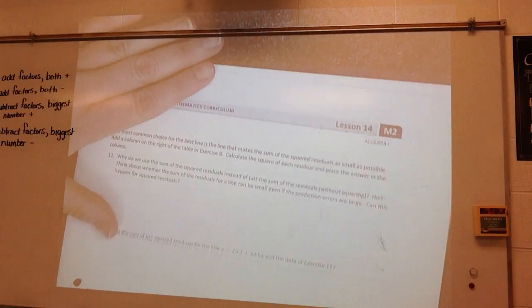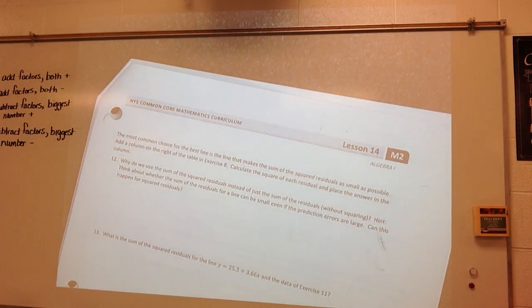Number 12. The most common choice for the best line is the line that makes the sum of the squared residuals as small as possible. Add a column to the right of the table in exercise 8 and calculate the square of each residual and place the answer in the column.